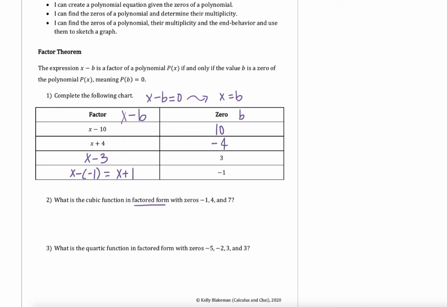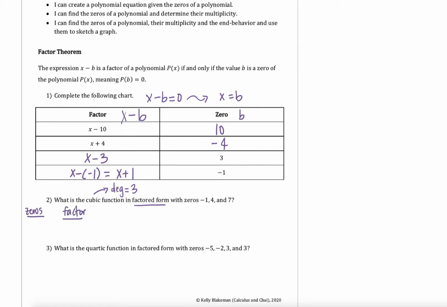A couple things to think about here. What does it mean to be a cubic function? To be a cubic function means that the degree of my polynomial is going to be equal to 3, which corresponds then to why I have 3 zeros here. And I want to eventually write this polynomial in factored form. Well, I'm going to take each one of those zeros and convert them into their corresponding factor.